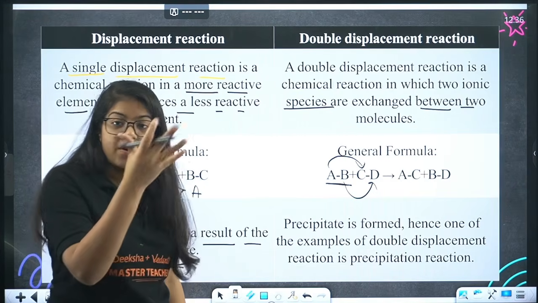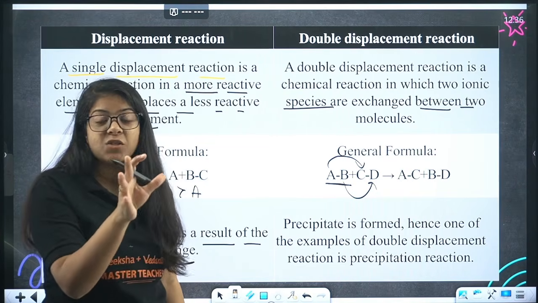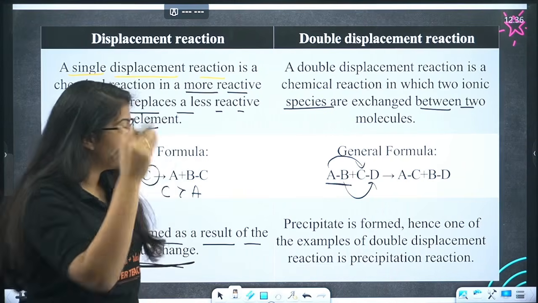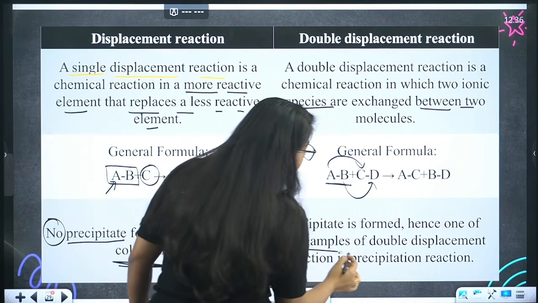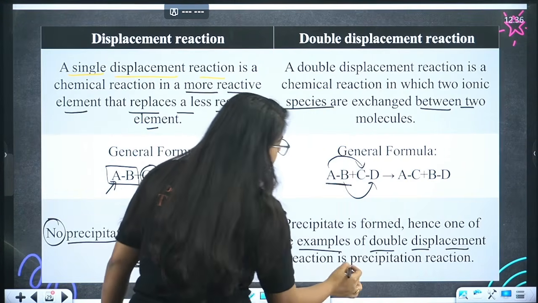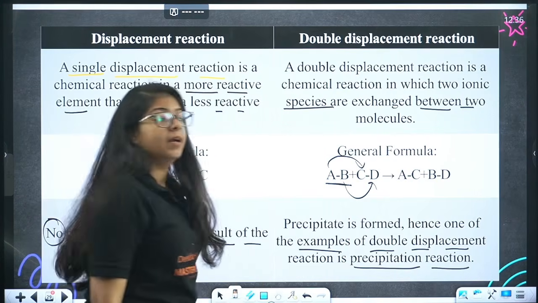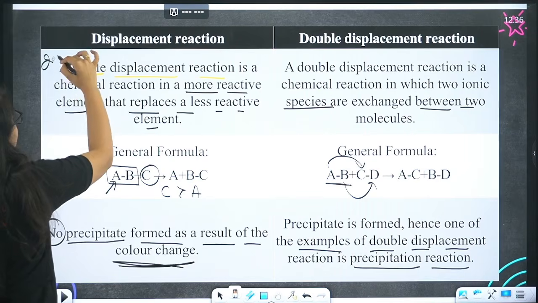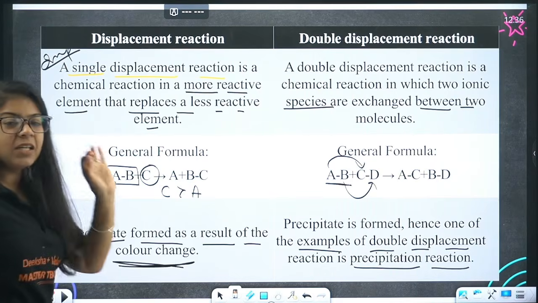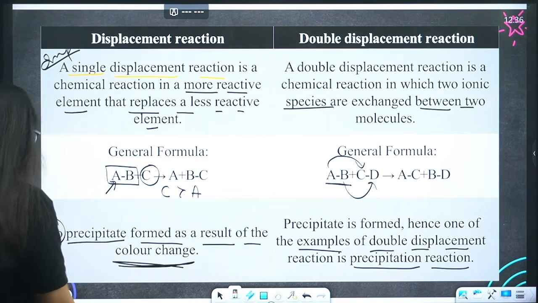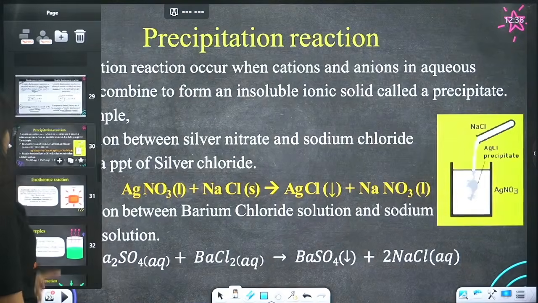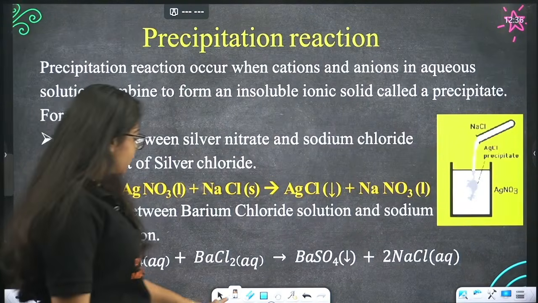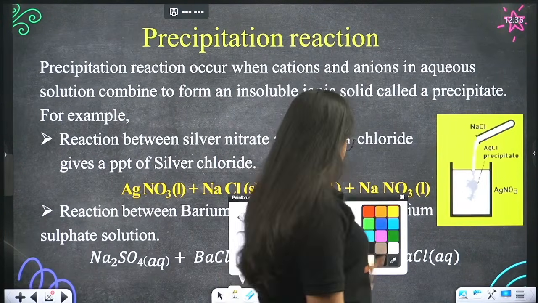Two compounds are displaced, a new compound is formed, and one of them sits down at the bottom. Hence, one of the examples of double displacement reaction is precipitation reaction. Understood? This difference is very important, so please go through it. Done? Okay.